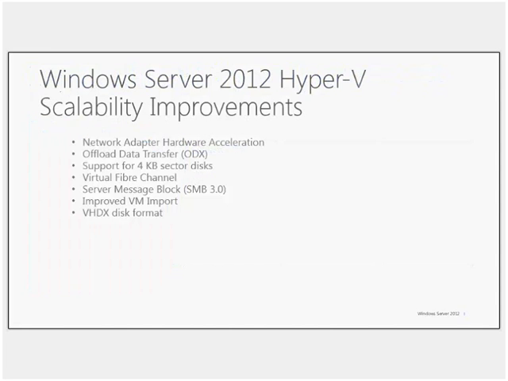So we've got network adapter hardware acceleration. That's huge. We talk about Hyper-V scalability. Offload data transfer, ODX, I'll talk about that. Support for 4K sector disk now, Fibre Channel in the virtual environment, SMB, improved virtual machine import.